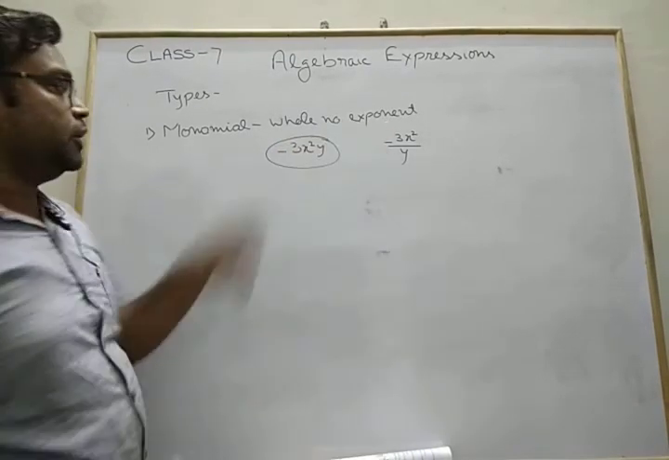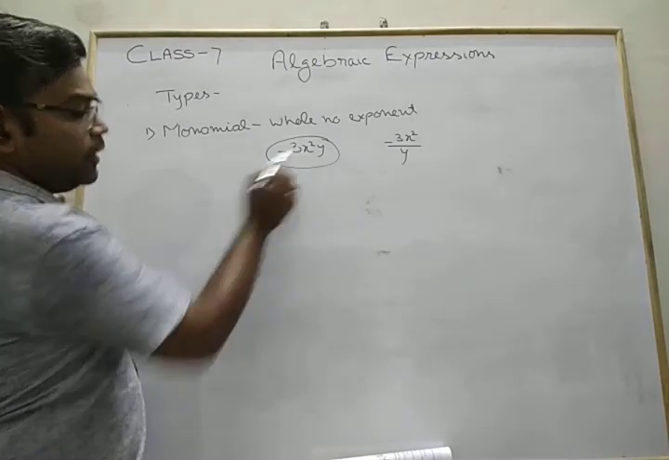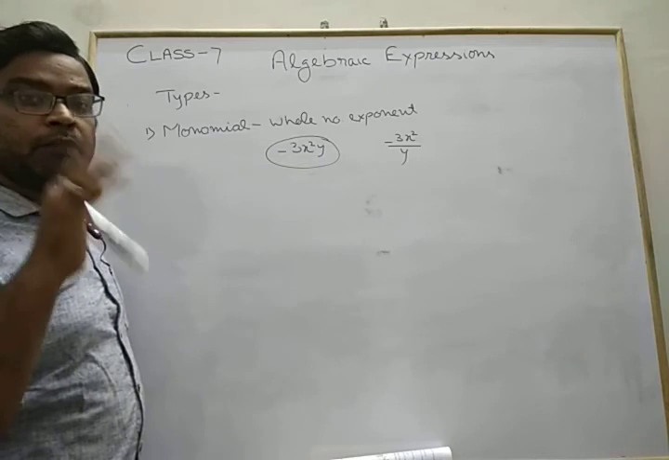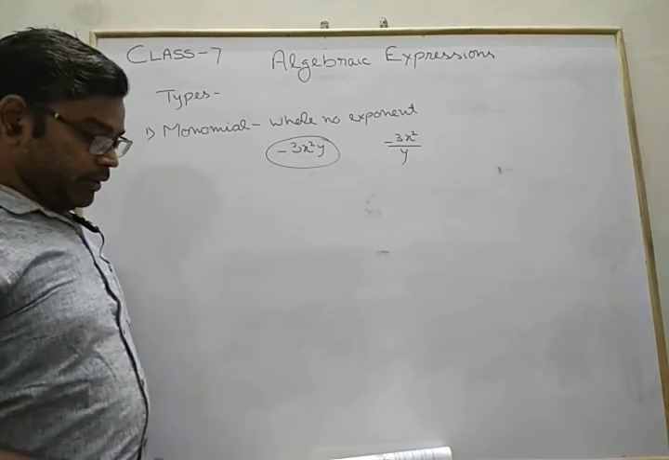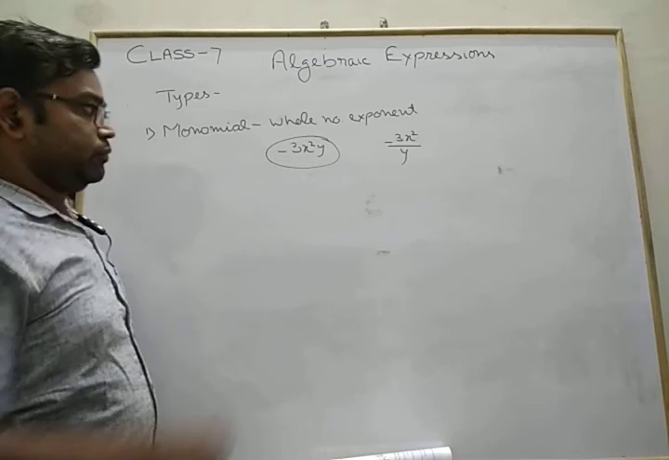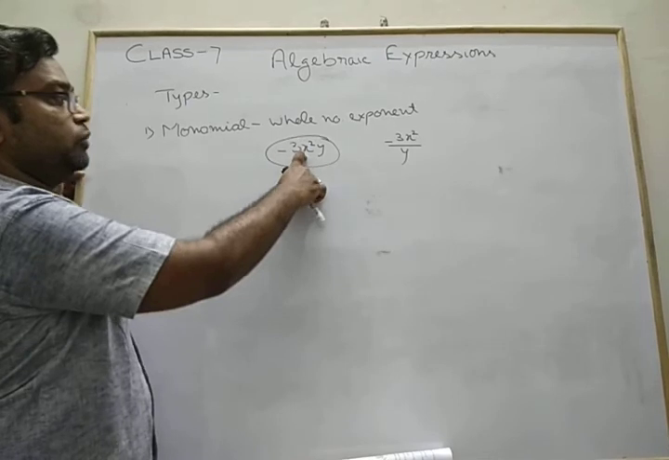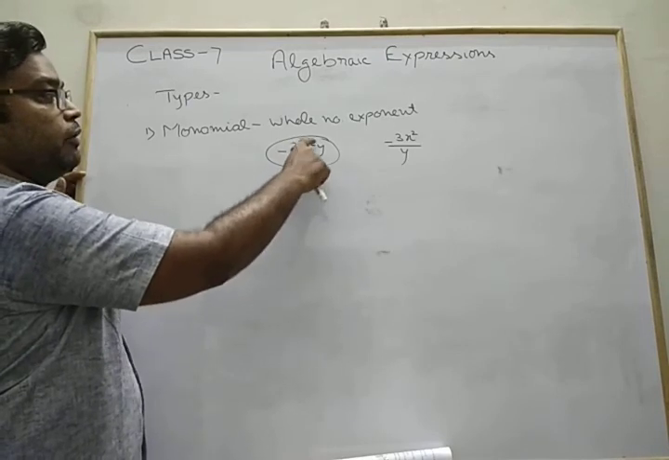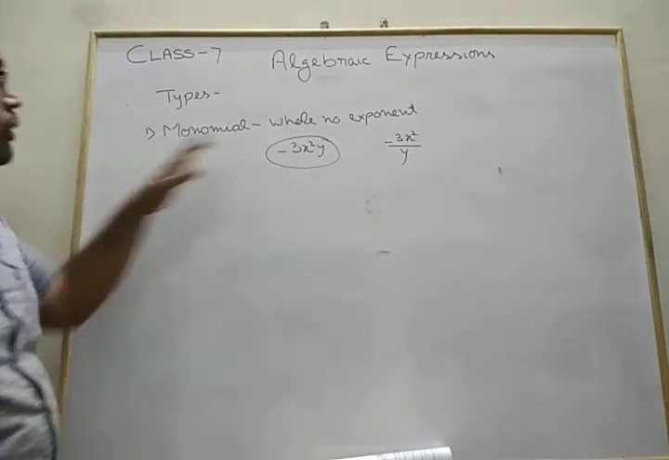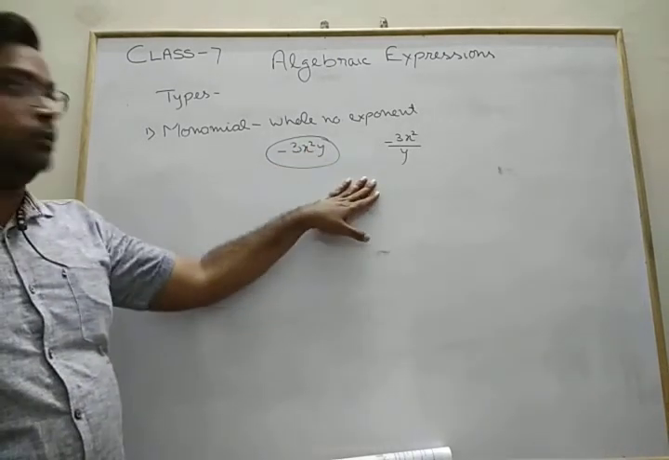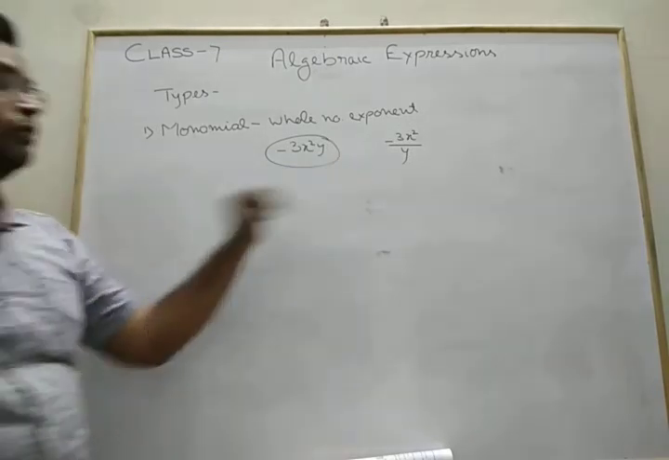What about the exponent? See the power. In 3, nothing is given. For any number, the power is always fixed, that is 1. Now x to the power 2 means the power is 2. Y to the power 1, nothing is given, it means 1. So all the exponents are whole numbers. Whole numbers mean starting from 0 to infinity, not negative.